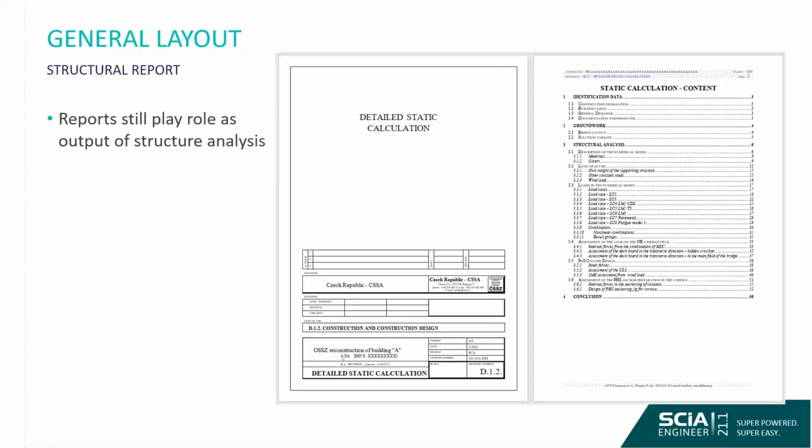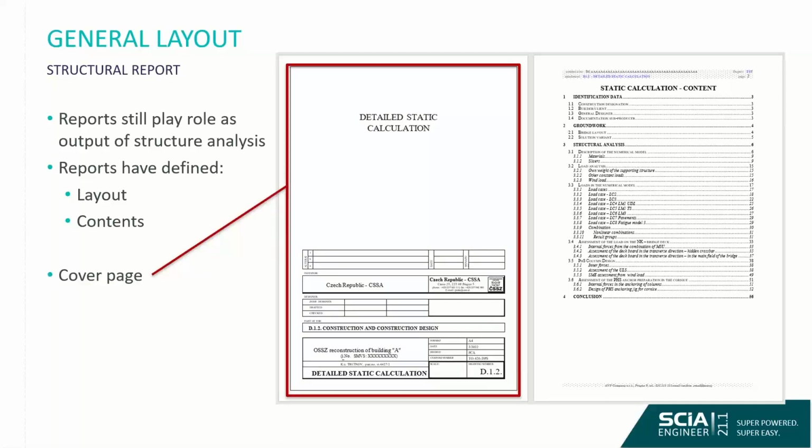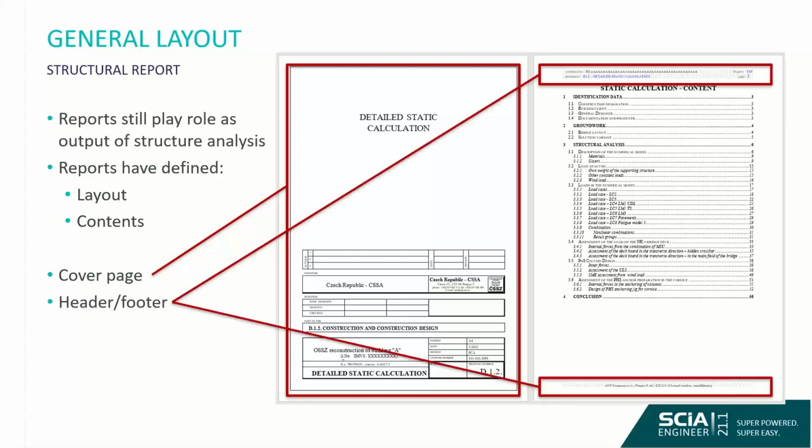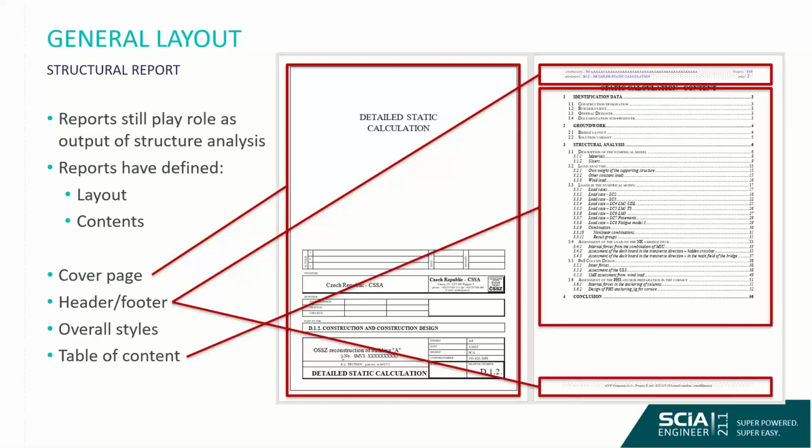So let's have a look at the general layout first. The reports can have a defined layout, and usually they do. This is something that is pushed most likely by the investor, or you have your own standard to do that. So there is usually the cover page with some general information about the document. A custom header and footer is indeed a must, and also being able to have some overall styles for text, tables, or any other field. And of course, an automated table of contents, which sums up the chapters and images automatically.